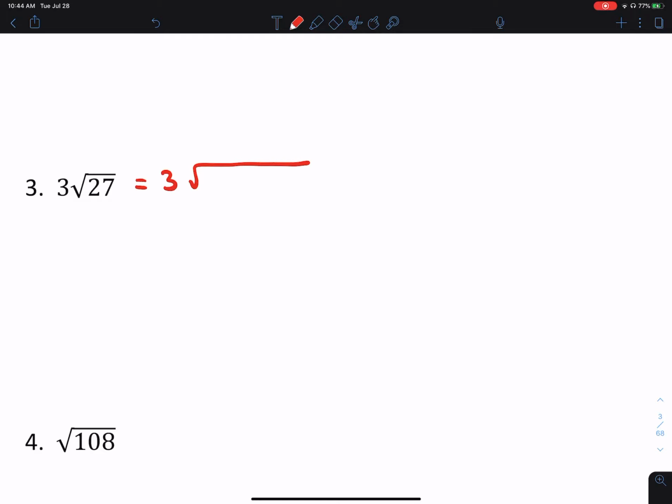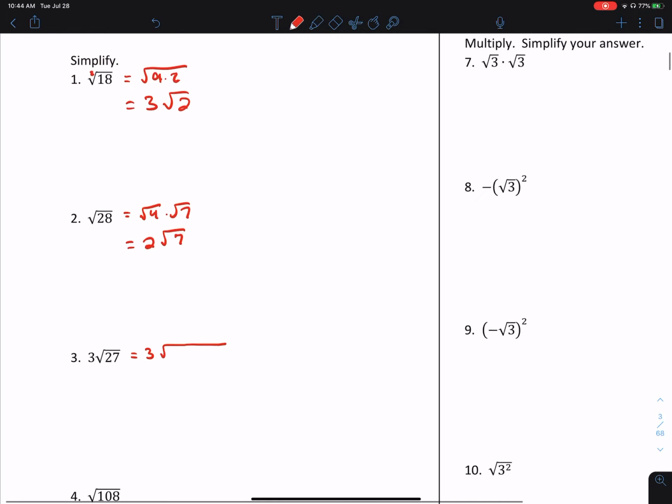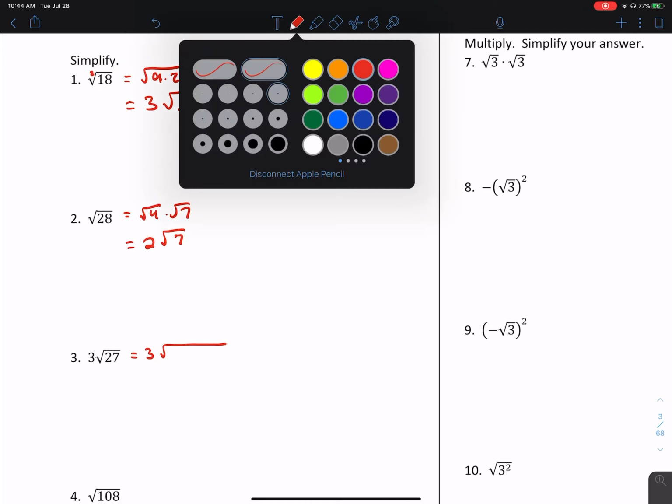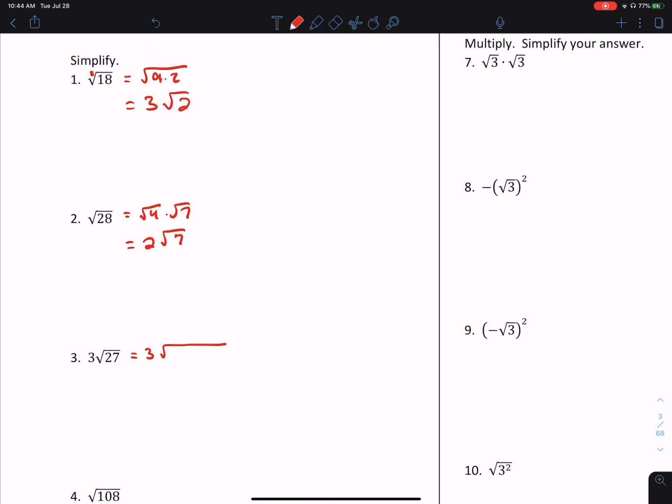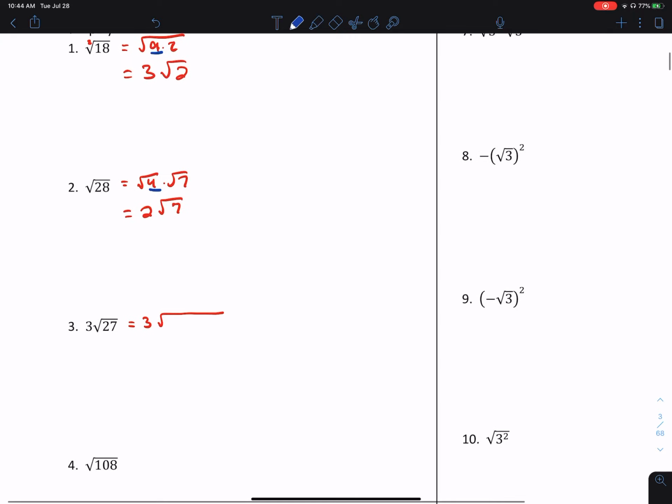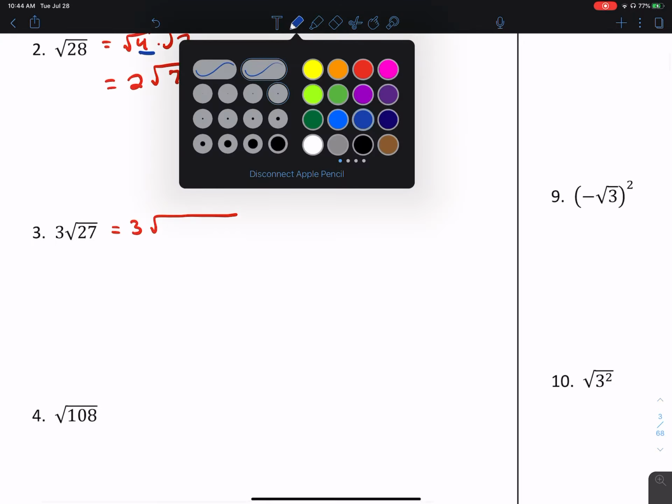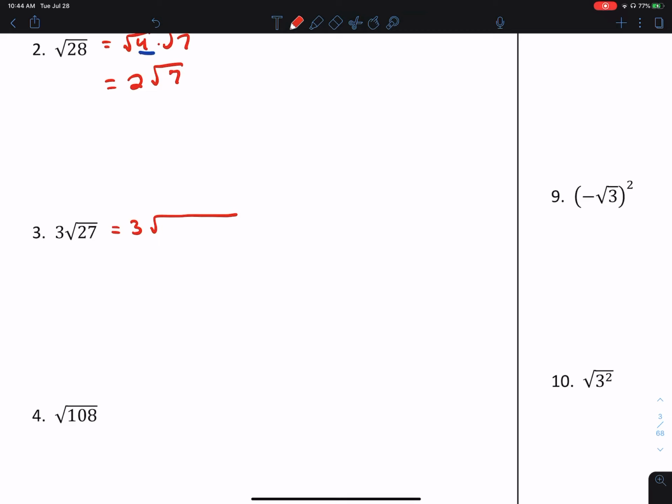So let me show you a different way to do this. The first two problems we did, we used the same method, which is we tried to find a perfect square that was a factor of the original problem. A factor is just something you're multiplying. For this one, I'm going to take 27 and I'm going to make a factor tree.